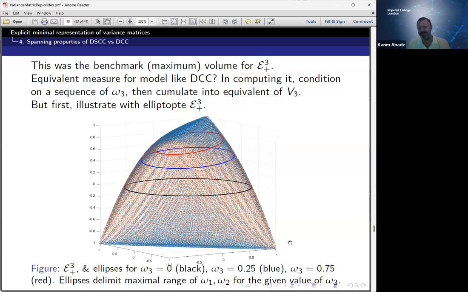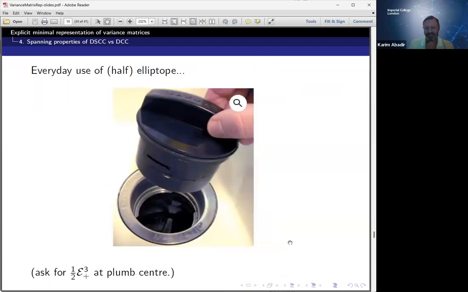By the way, if you focus on the upper half of this graph, it's a shape that you've already seen many days in your life. This is an everyday use of a half elliptope, if you wish. If you go to the plumbing center and ask for the top half of an elliptope of dimension 3, the guy will know exactly what you mean and will give you this sink plug. So there you are. You will not forget about this one easily.